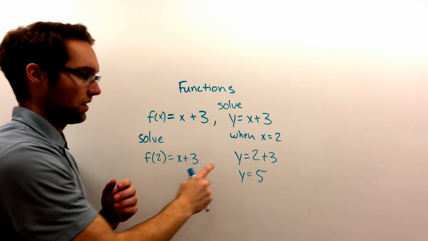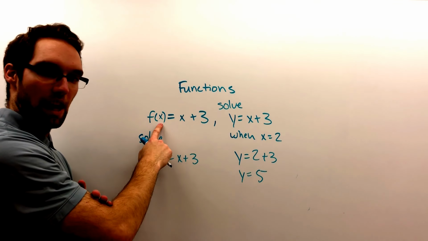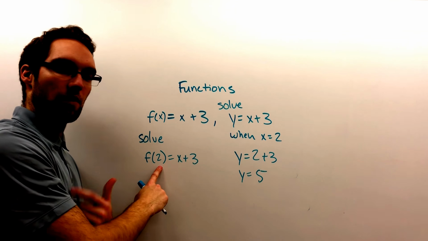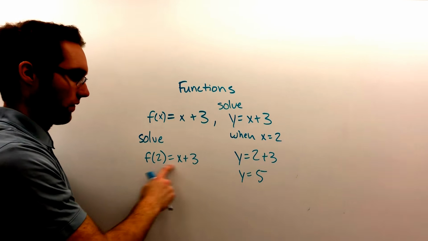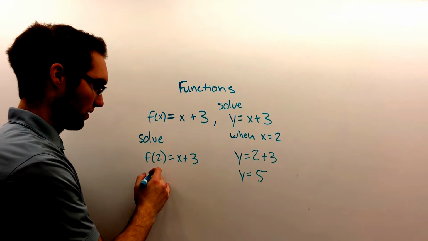They don't say it quite like they did before, but if you look at it, you can see where we had x before, now we have 2. So that's their way of telling you, we want you to solve this function when x is equal to 2, and then the process is just going to be the same as before.